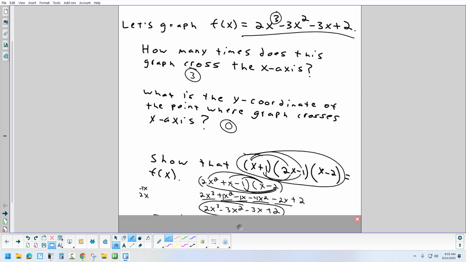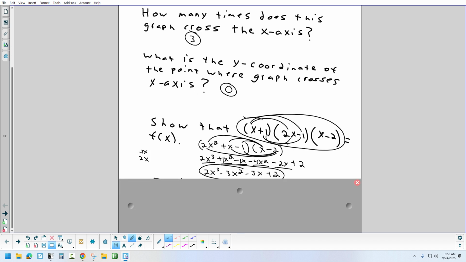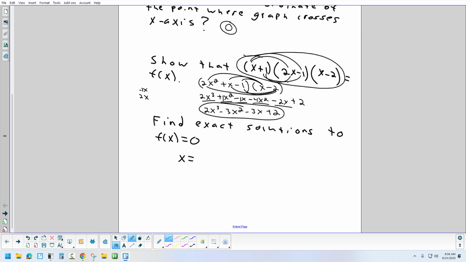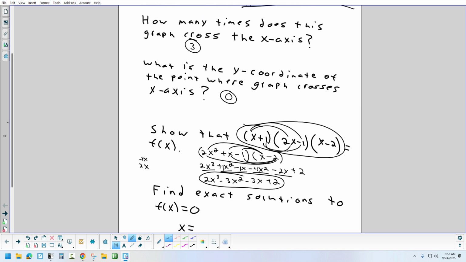Now, if you wanted to figure out where it crosses the x-axis, which one of those do you think is better to use? I mean, they're the same, but one of them is a lot easier. If you wanted to figure out where it crossed the x-axis, do you think the top one's better or the bottom one? Yeah, the bottom one is going to be a lot better. Let's see if we can use that bottom one to figure out where the graph crosses the x-axis.